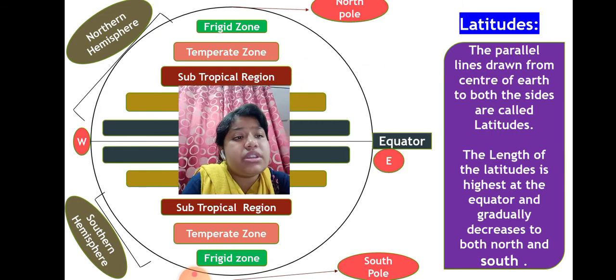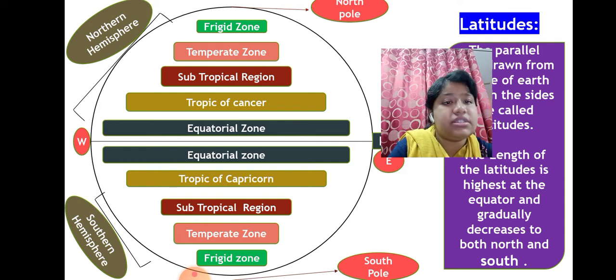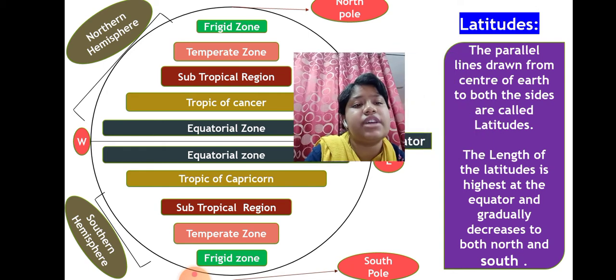So what are latitudes now? The parallel lines drawn from the center of the earth to both sides are called latitudes. You can see the first latitude is the equator. The second latitude towards the north is the equatorial zone, and towards the south is the equatorial zone. The third latitude is the Tropic of Cancer towards the north, and towards the south is the Tropic of Capricorn. The fourth latitude towards the north and towards the South Pole is the subtropical region. This is the way the latitudes are derived.